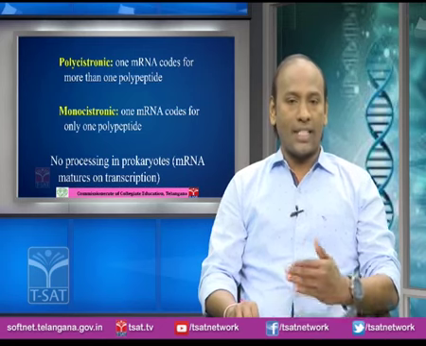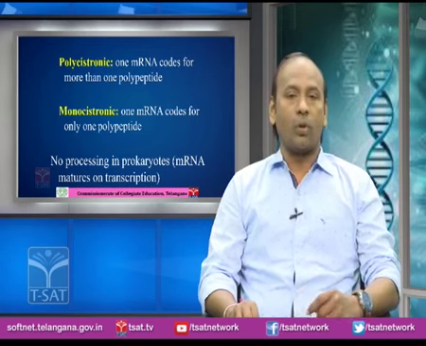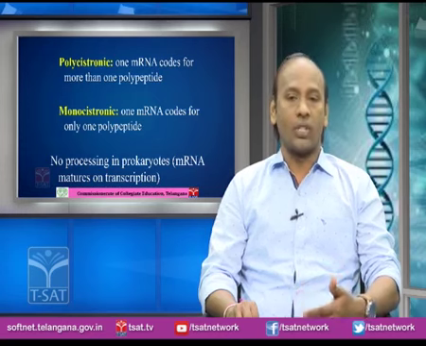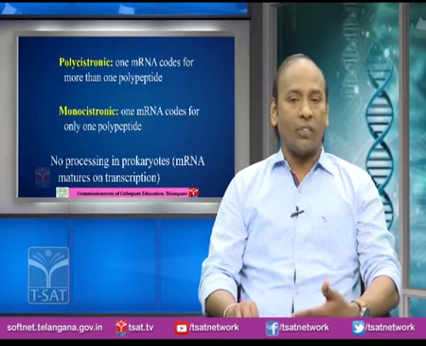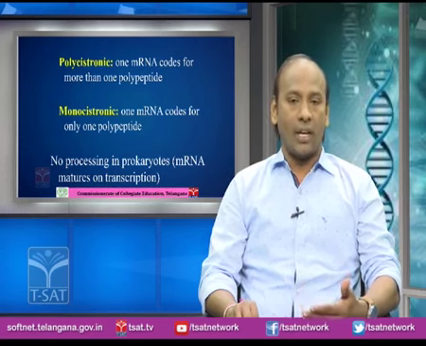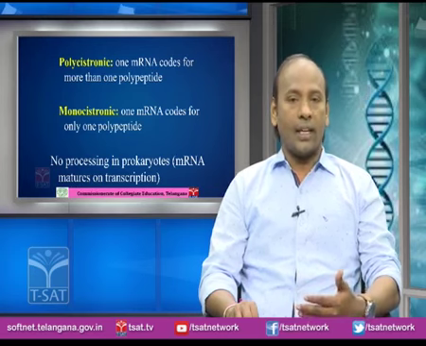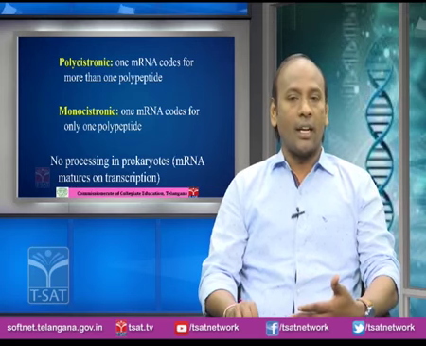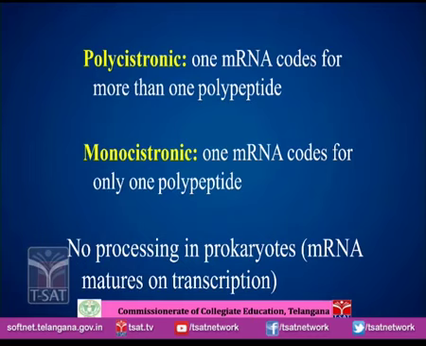Before we discuss, we should understand two terms: what do we mean by polycistronic and monocistronic? We will start with the modifications of messenger RNA. We are going to discuss three types of RNA modifications: messenger RNA, transfer RNA and ribosomal RNA. Here we will start with mRNA.